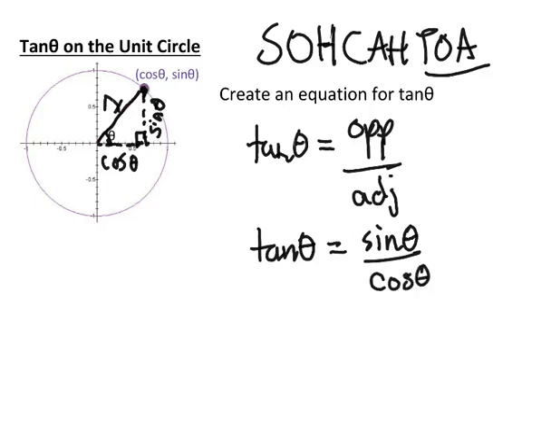So if I want to know tan of theta, all I have to do is take sine of my angle, divide by cos of my angle, and that will give me tan of my angle. This is a really handy trigonometric identity, and we're going to use this one a lot as we go through this unit.